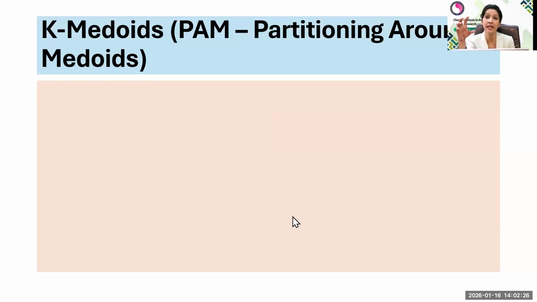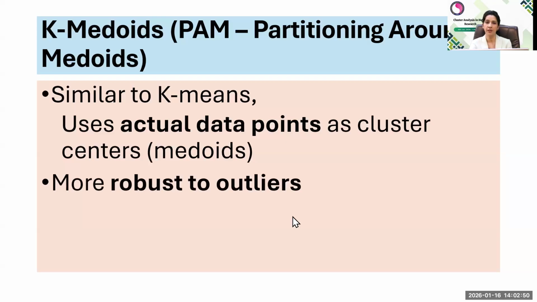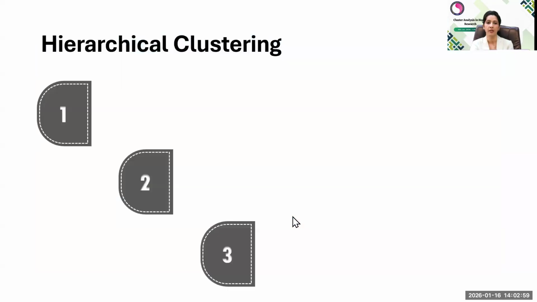The second method is k-medoid. Again, there we use the centroid, and here we use the medoid. The centroid is based on the mean, and the medoid is based on the median. It is very similar to k-means, and it uses actual data points, where first we take a random one. It is more robust to outliers, but we will learn k-means today. We will not learn k-medoid.